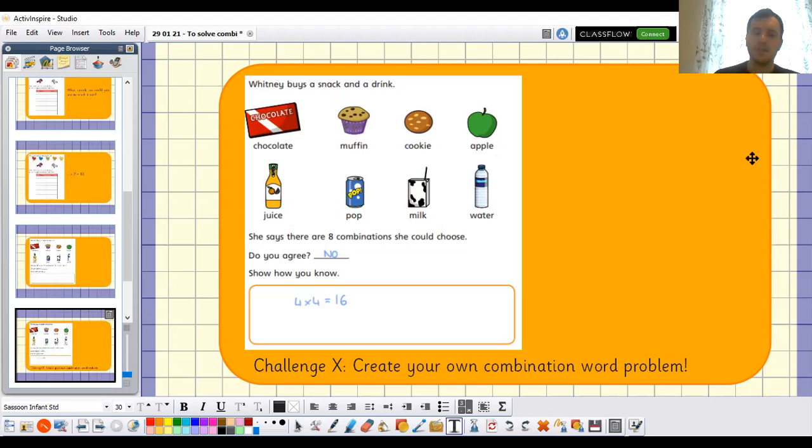As a challenge, I want you to try and create your own combination word problem. Can you have a go at creating a similar style problem? And maybe you can send them in to the email address so we can have a look and try to solve them ourselves. That'd be a good little challenge for you and a good challenge for us perhaps too.